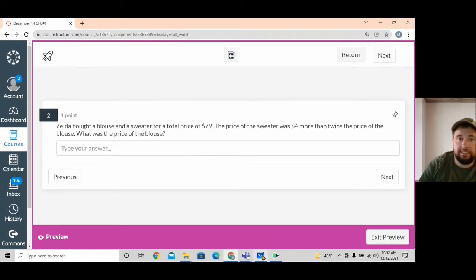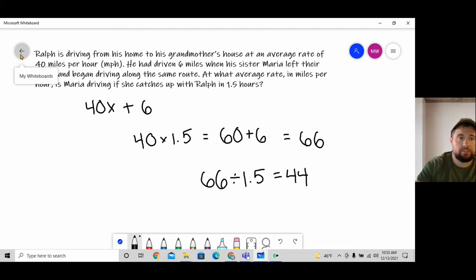Next problem we're looking at. Zelda bought a blouse and sweater for a total price of $79. The price of the sweater was 4 more than twice the price of the blouse. What was the price of the blouse? So let's go to Zelda.